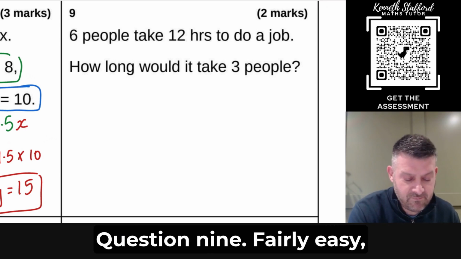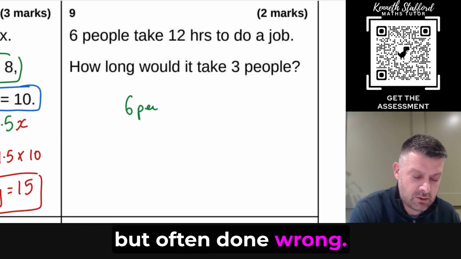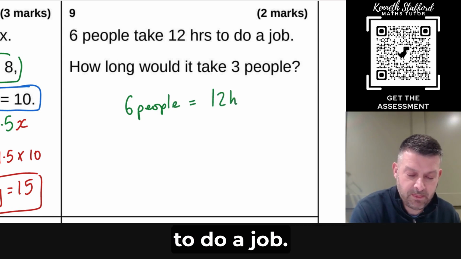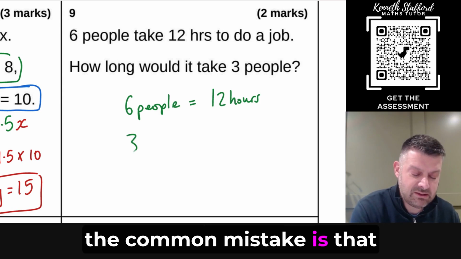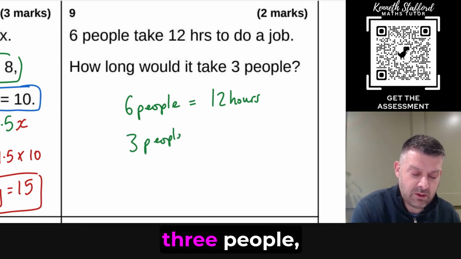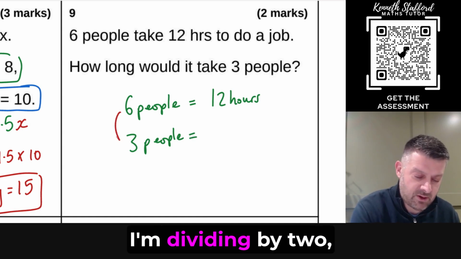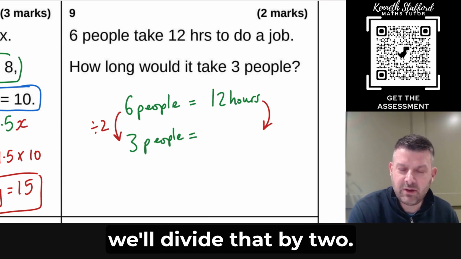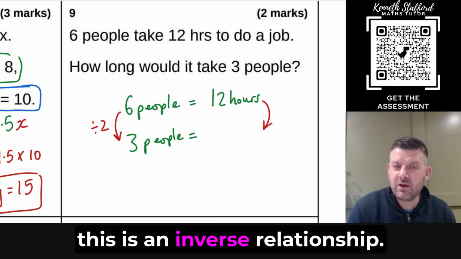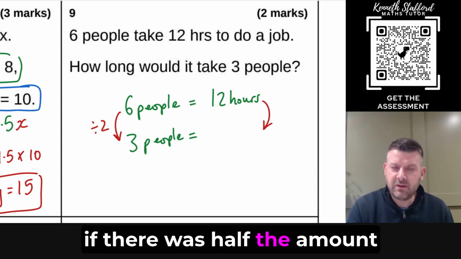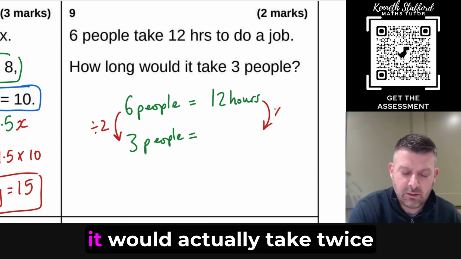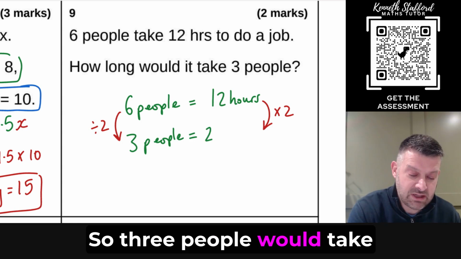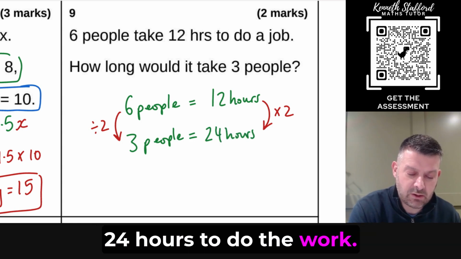Question 9, fairly easy, but often done wrong. 6 people take 12 hours to do a job. Now, the common mistake is that people think, well, 3 people, I'm dividing by 2, so it will take 6 hours. We'll divide that by 2. But actually, this is an inverse relationship. If you think about it, if there was half the amount of people to do the work, it would actually take twice the amount of time. So 3 people would take 24 hours to do the work.